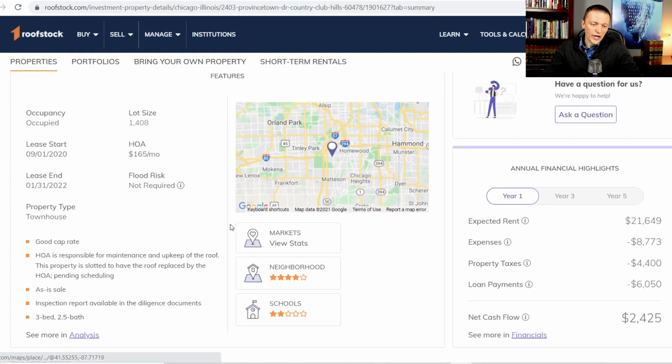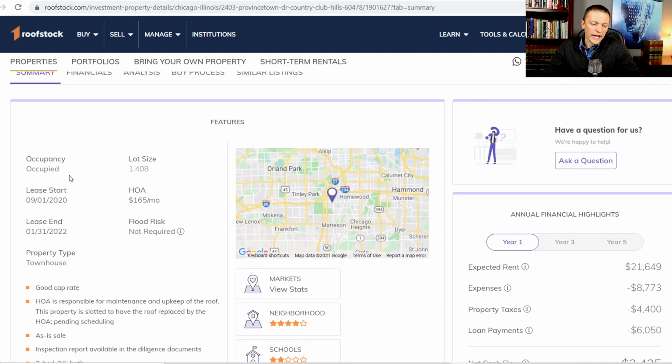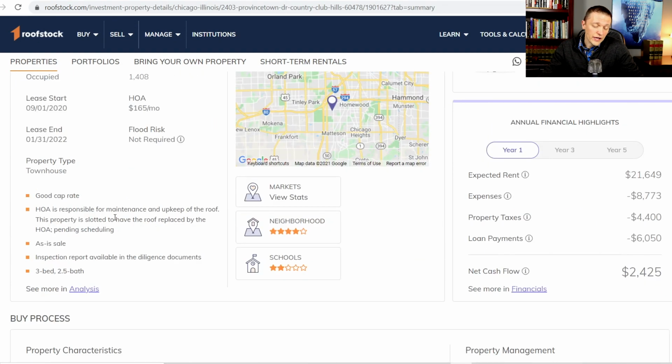So on the summary page, we can see that this is an occupied property, that the current tenant moved into this property on September 1st, 2020, and that their current lease is expiring on January 31st, 2022. The lot size for this property is 1,408 square feet. The HOA fee is $165 per month, and this property is also not in a flood zone. The thing that I want to point out in the summary here is that this is a 3-bedroom, 2.5-bath townhome.